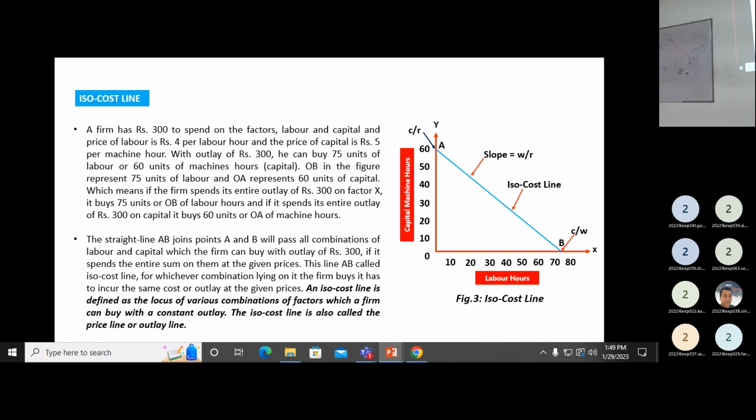Okay, you know what an isoquant curve is? It represents the different factor combinations that the company could use to produce the same level of output. And this is isocost. It shows what? The factor combinations that a company could use to produce an output by using a given level of budget, or the outlay, or the amount.